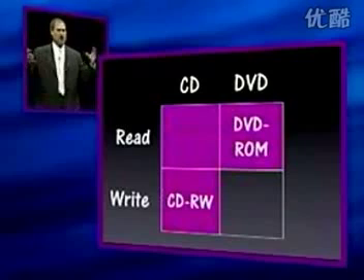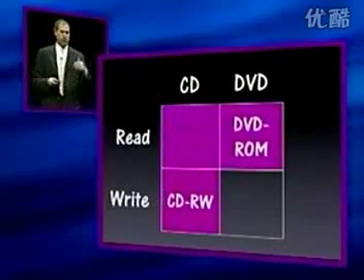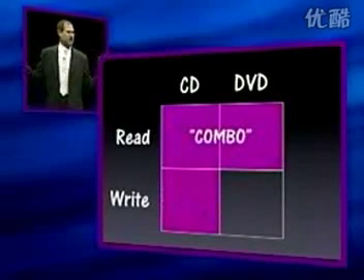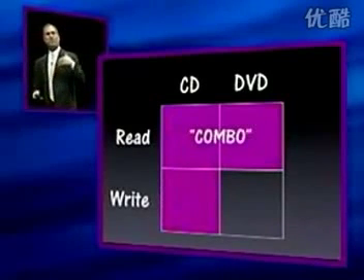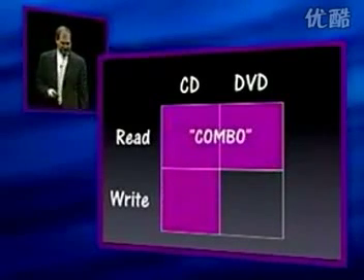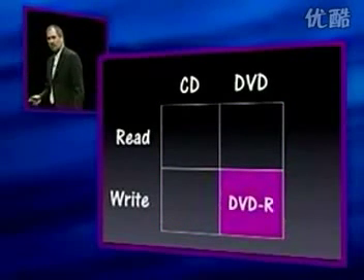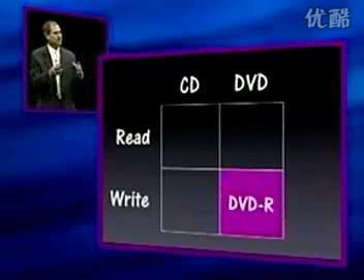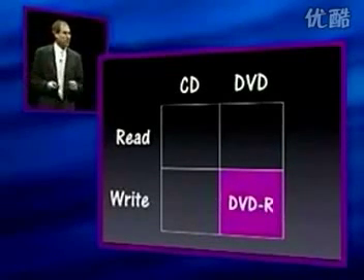And there are going to be combination drives that combine 3 of the 4 quadrants to read CDs and DVDs and write CDs, and that'll be called a combo drive, and we're starting to see those appear in the market. They will really start to appear this spring and summer. But what about this last quadrant? This last quadrant is the most amazing. It's called DVD-R, and it's the ability to write a DVD disc that is playable in a consumer DVD player.